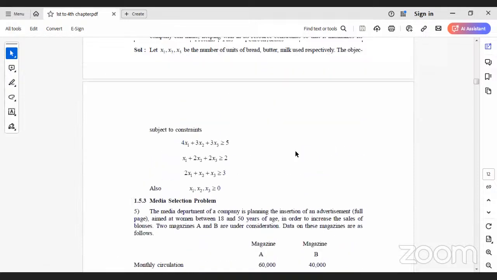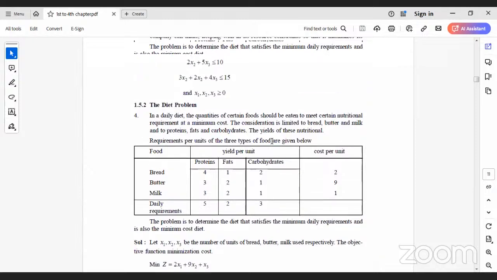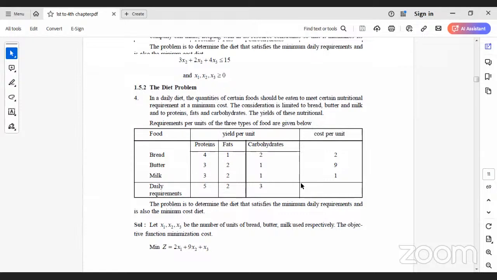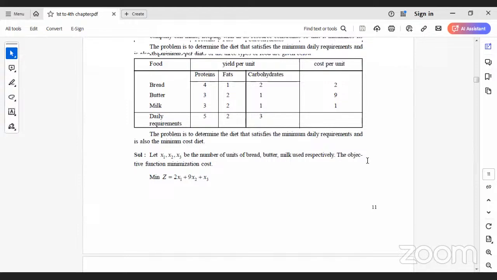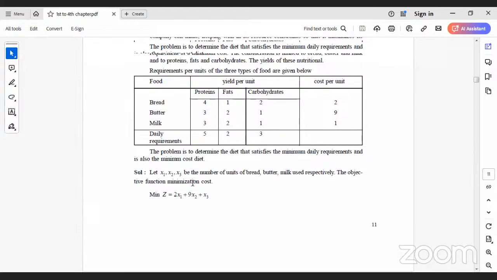Okay. The diet problem we are taking here in daily diet. The quantities of certain food should be eaten to meet certain nutritional requirements at minimum cost. The consideration is limited to bread, butter and milk, and to proteins, fat and carbohydrates. The yields of the nutritional requirement per unit of the three types of food are given below: bread, butter, milk. So let x1, x2, x3 be the number of bread, butter, milk respectively.